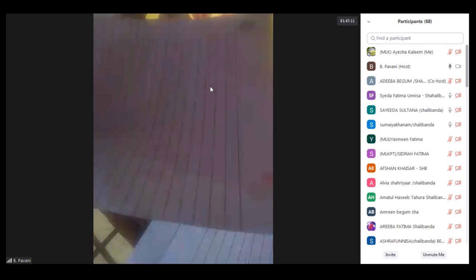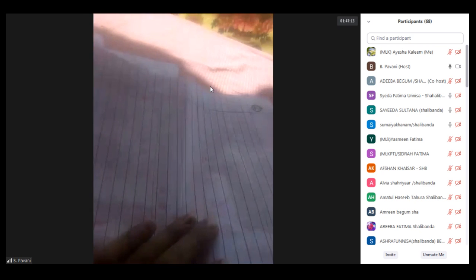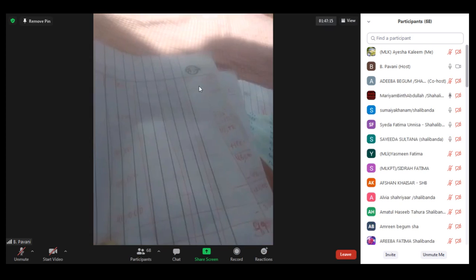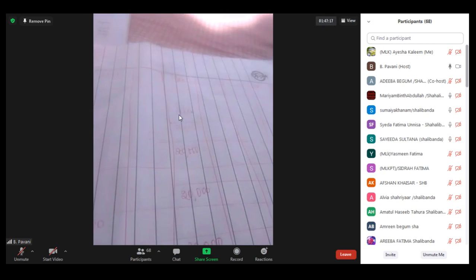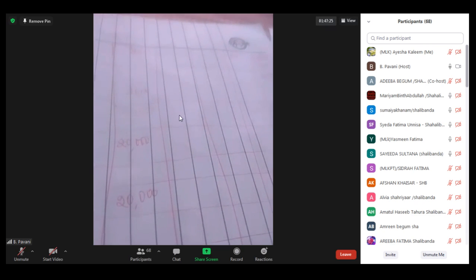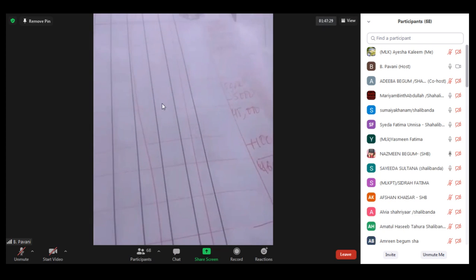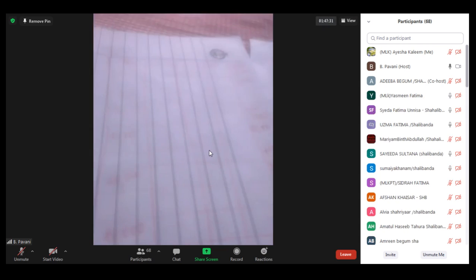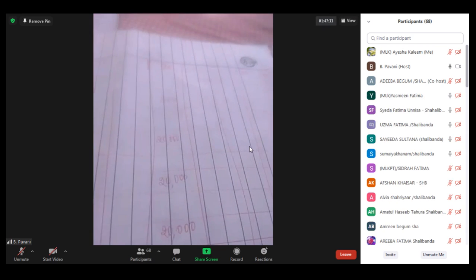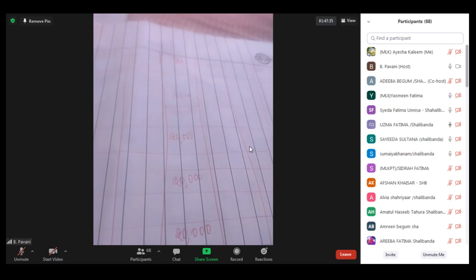Okay, ma'am, I'll send the pic in the group. Actually there is disturbance, that's why I came on the terrace to take the class. The sunlight is there, that's why it's not coming properly. After the class, after taking the general's class, I'll send a picture of this solution. Ma'am, can I suggest something?